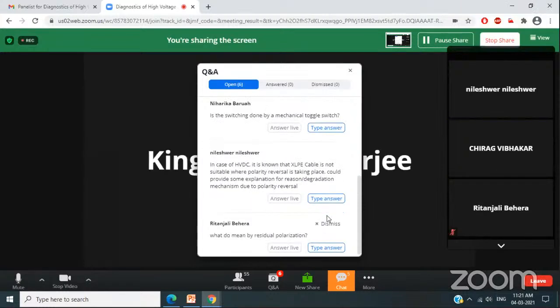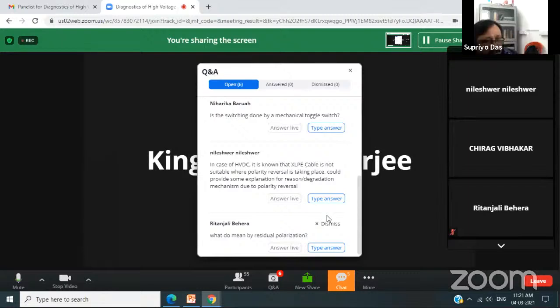Next question is from Niharika Barua. Is the switching done by a mechanical toggle switch? Yes, you can do the mechanical toggle switch itself.